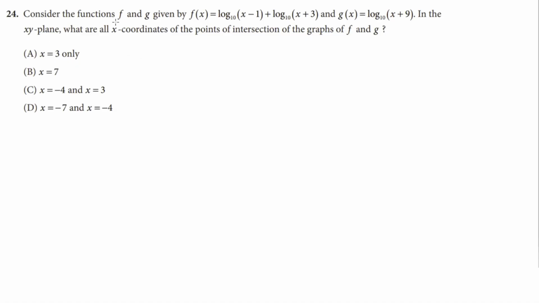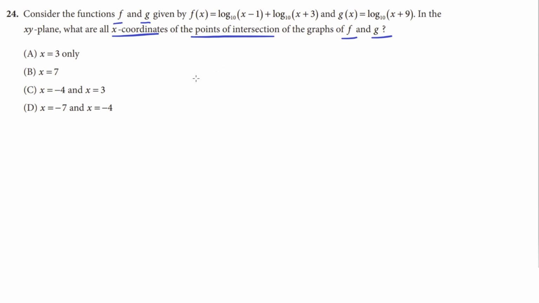Consider the functions f and g given by f of x equals log base 10 of (x minus 1) plus log base 10 of (x plus 3), and g of x equals log base 10 of (x plus 9). In the xy plane, what are all the x coordinates of the points of intersection of the graphs of f and g?